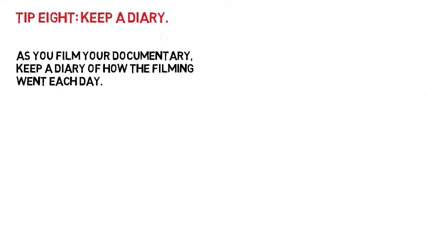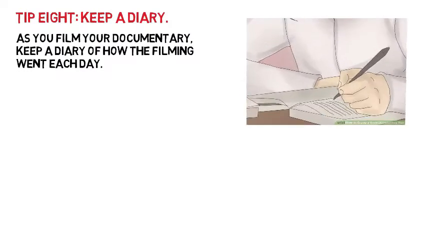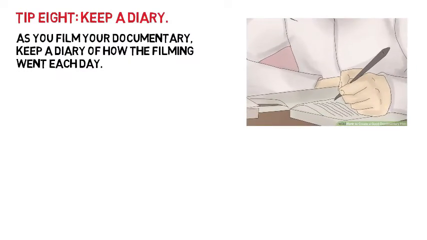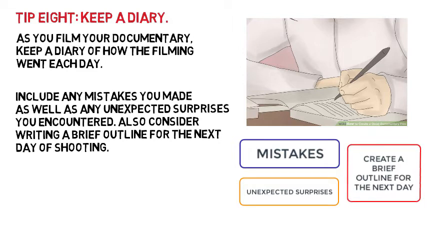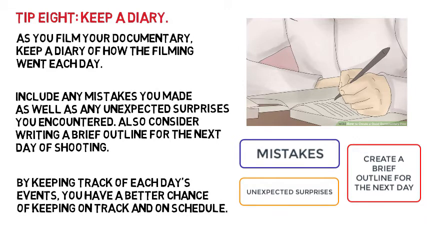Tip 8. Keep a diary. As you film your documentary, keep a diary of how the filming went each day. Include any mistakes you made as well as any unexpected surprises you encountered. Also, consider writing a brief outline for the next day of shooting. If an interview subject said something that makes you want to pursue a new angle for your film, note this. By keeping track of each day's events, you have a better chance of keeping on track and on schedule.